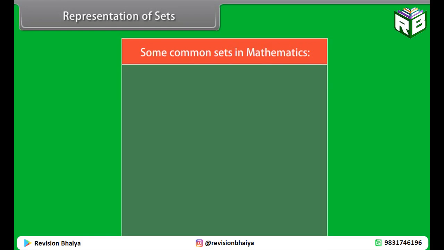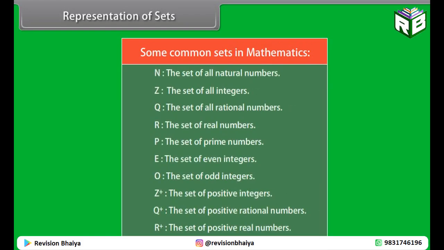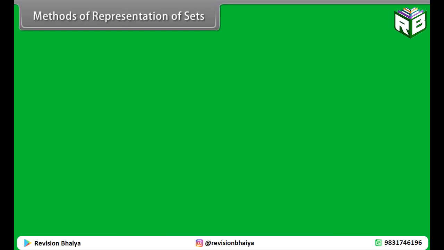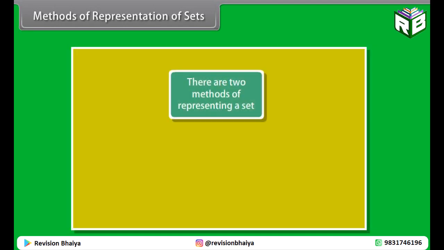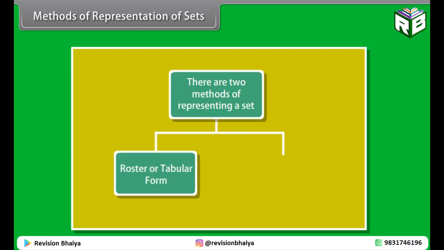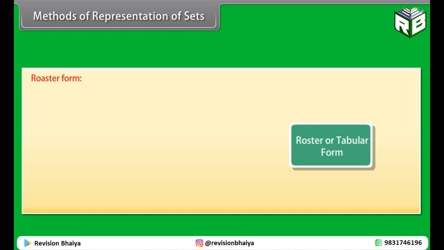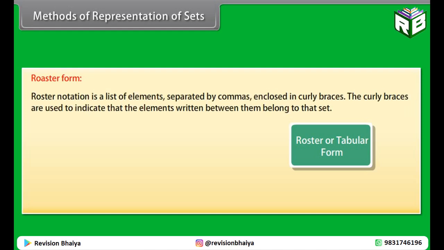Some common sets in mathematics. Methods of representation of sets. There are two methods of representing a set: roster or tabular form and set builder form. Roster form. Roster notation is a list of elements separated by commas enclosed in curly braces. The curly braces are used to indicate that the elements written between them belong to that set.